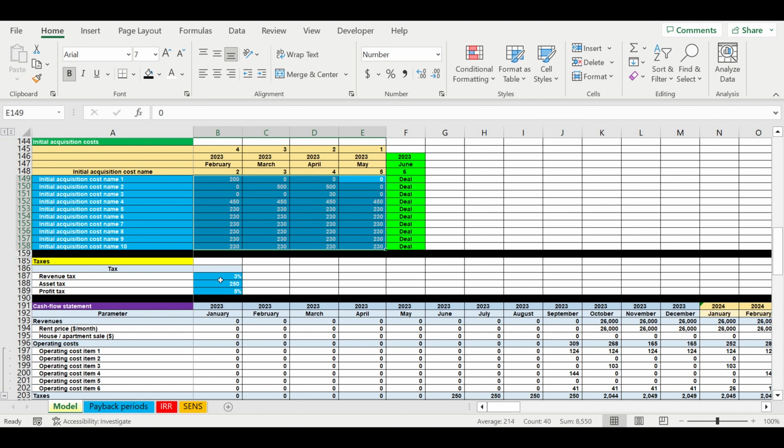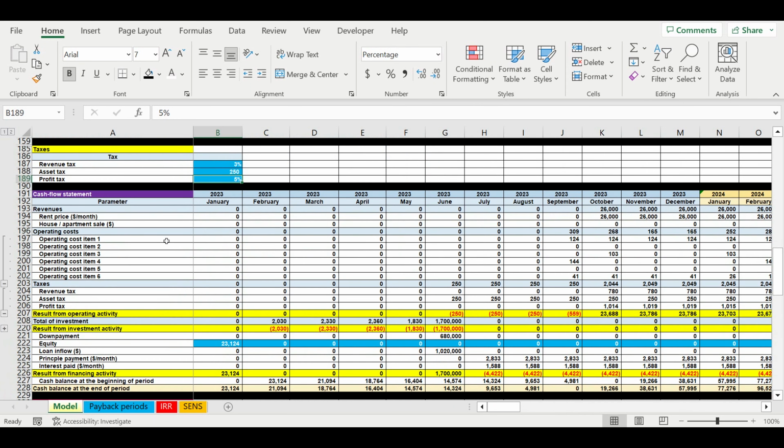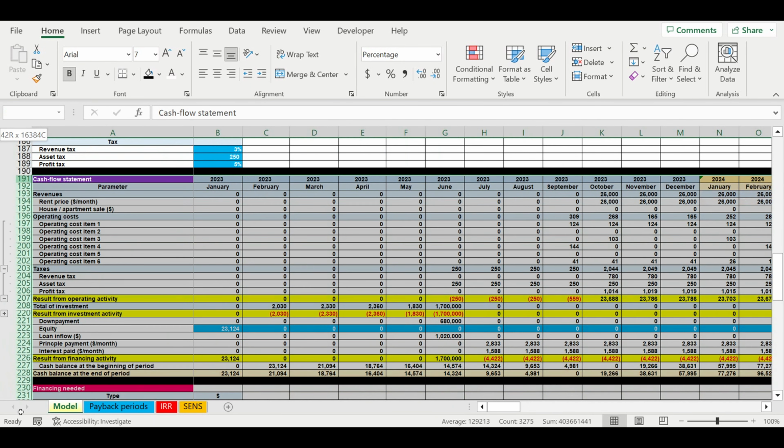Then we specify the level of taxes. So this is the asset tax monthly, this is the revenue tax as a percentage of the revenue, this is the profit tax, the percentage of the profit. And then we move to the cash flow statement.